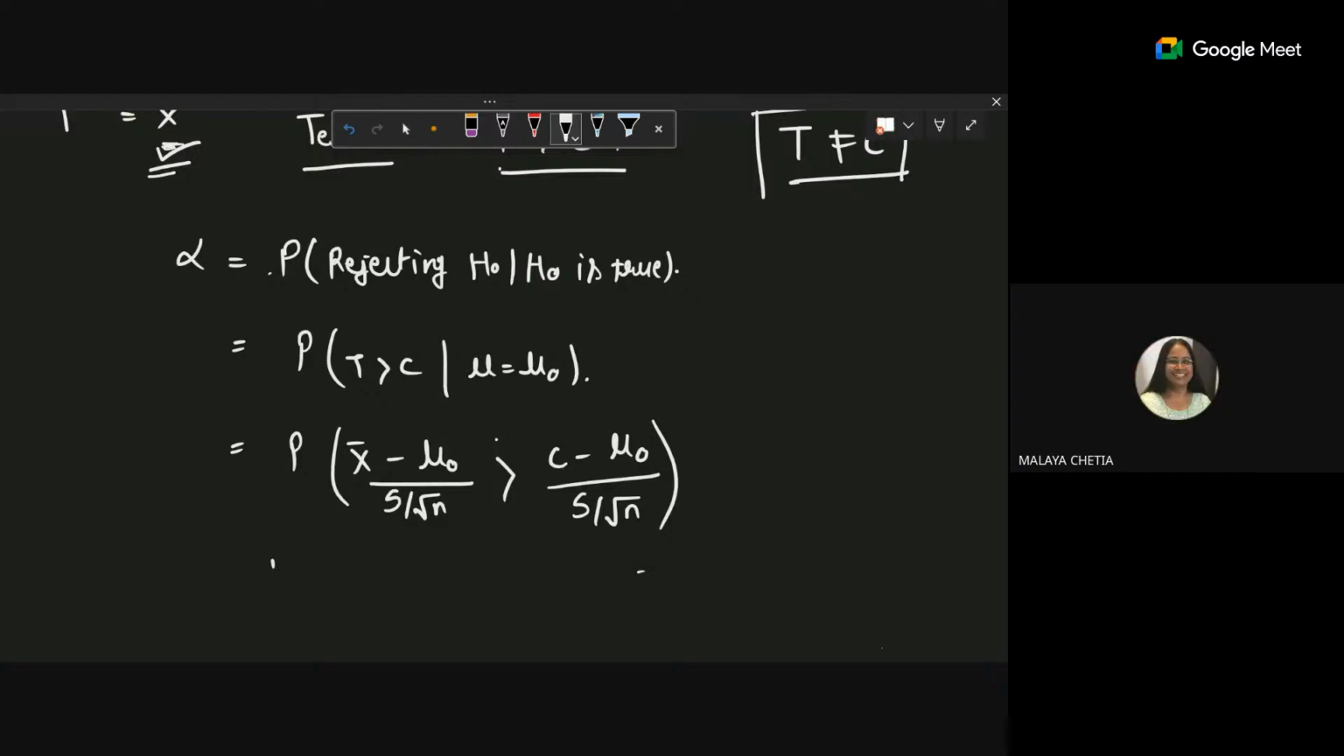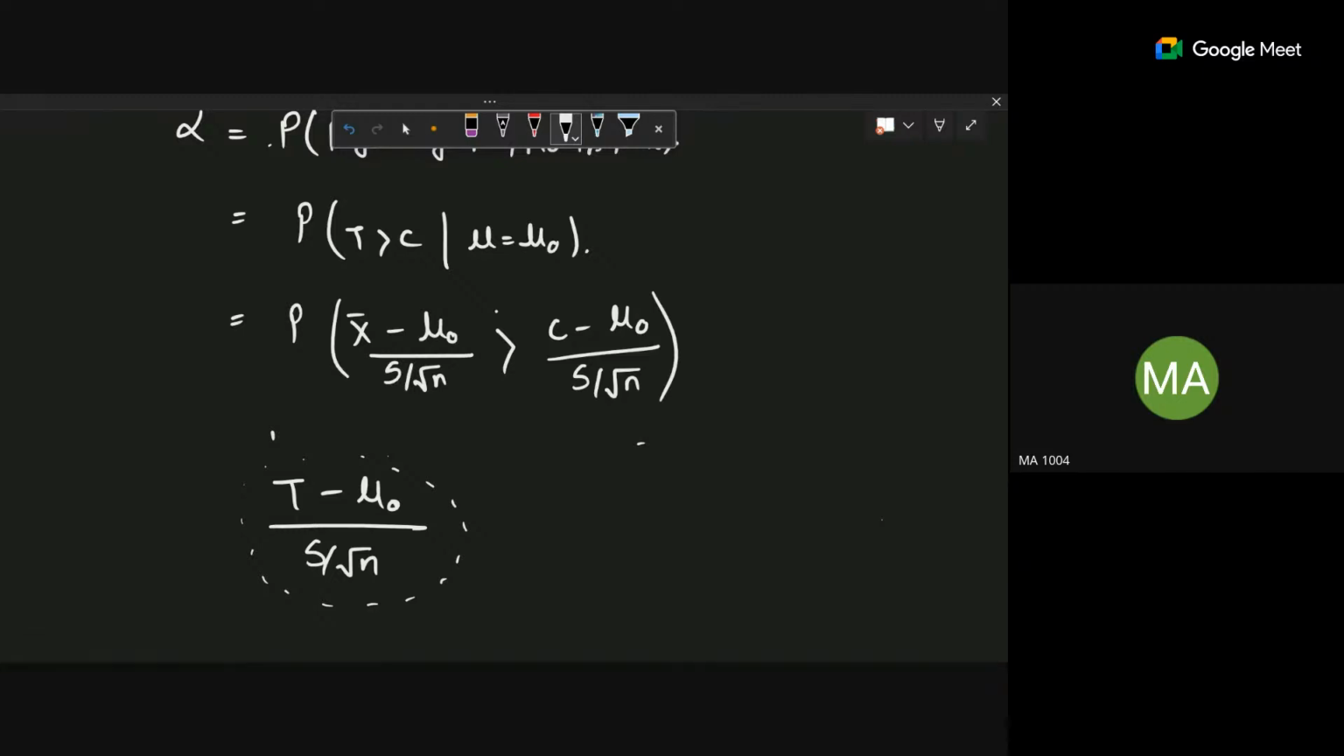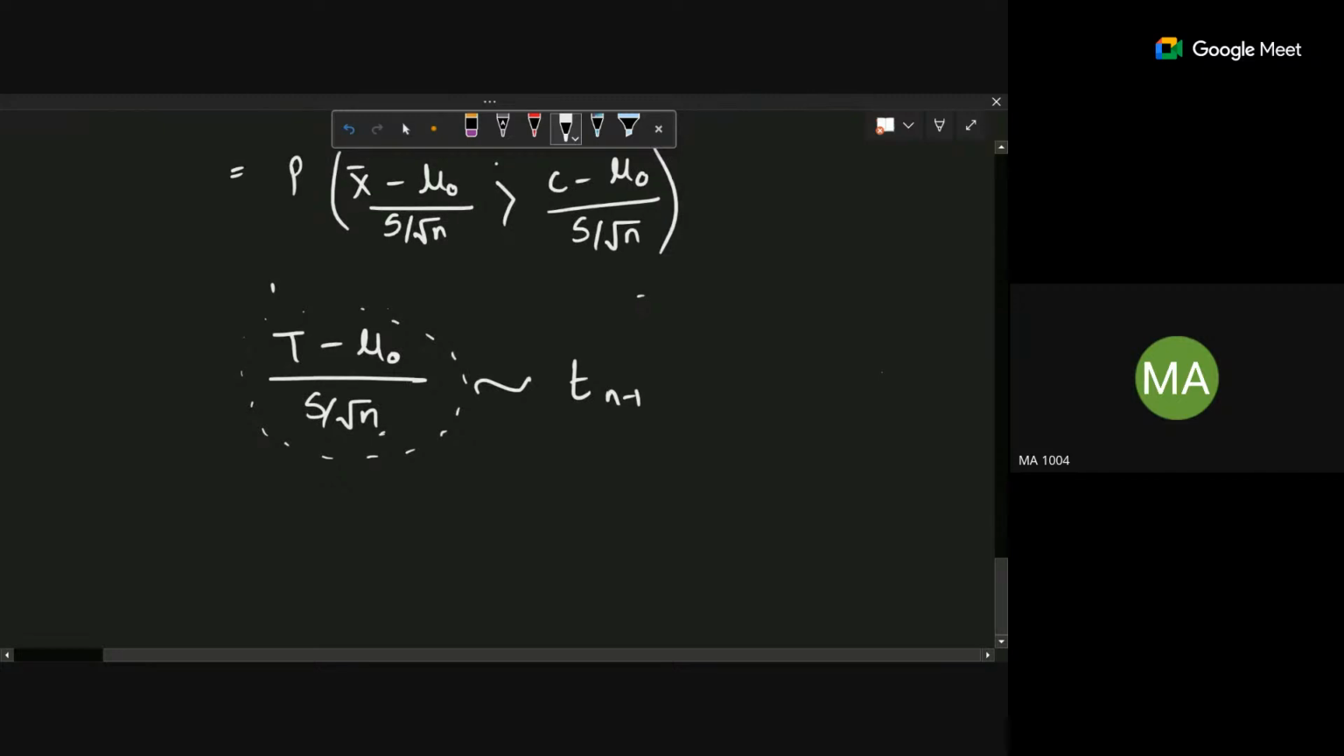Yes, ma'am. So whenever we have this kind of stuff, x bar minus mean upon s by square root n, this is a random variable. Because it is again a function of random variables, this particular quantity is also a random variable, and it will follow a distribution known as the t distribution. In the t distribution, if there are n random variables, it will have n minus 1 degrees of freedom. So whenever we have x bar minus mean upon s by square root n, it will follow a t distribution with n minus 1 degrees of freedom.